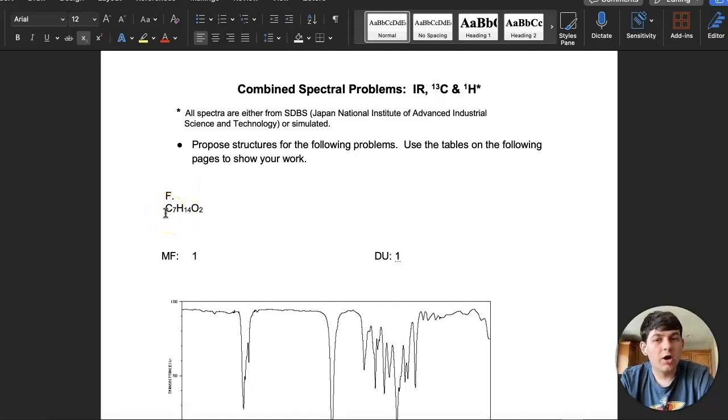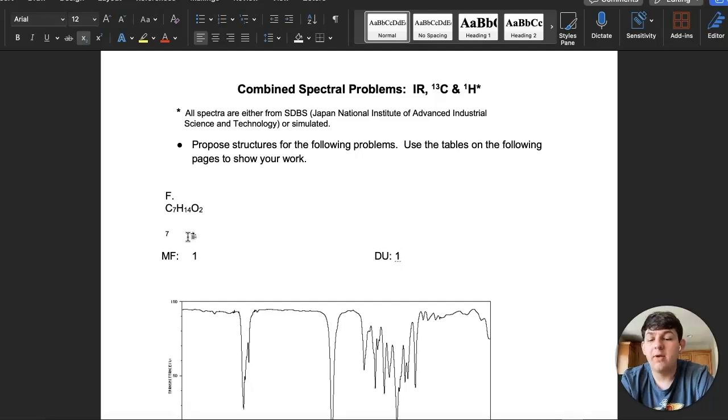So I'm just going to start walking you through how I determined my molecular structure based off my molecular formula and data given to me. So here's my molecular formula right here, C7H14O2. And I'm just going to start by collecting a weight.